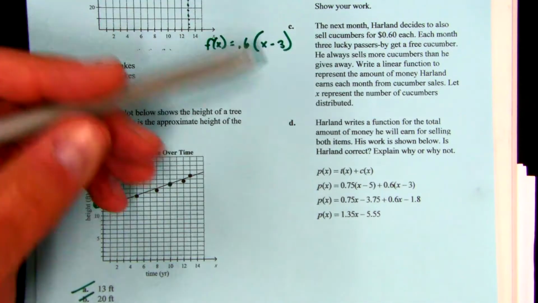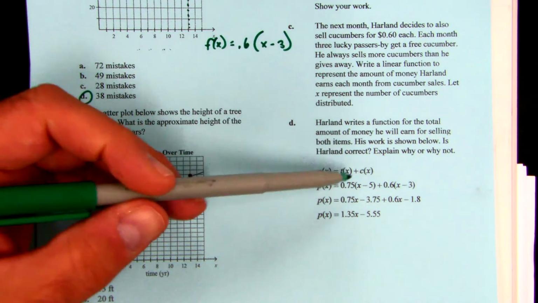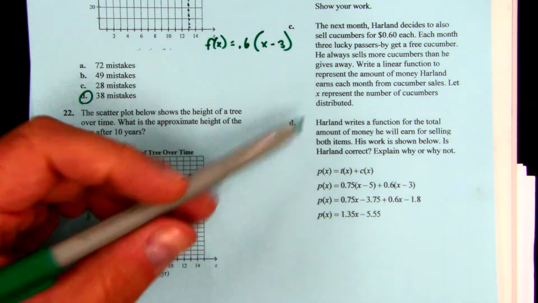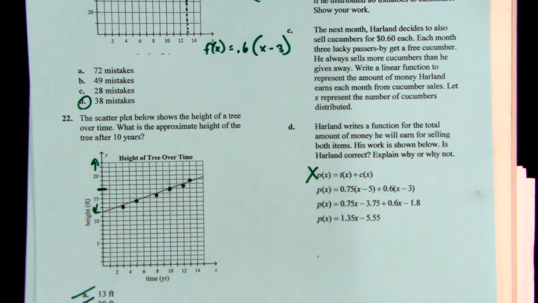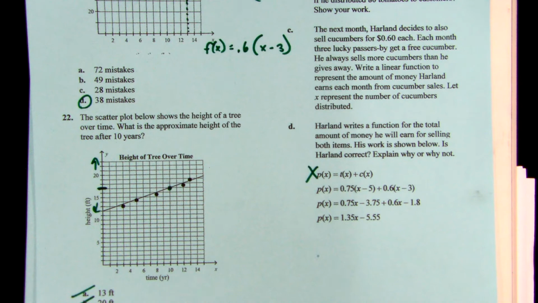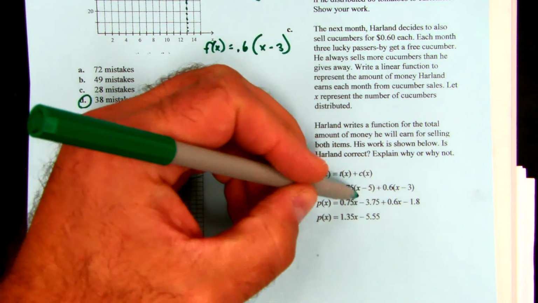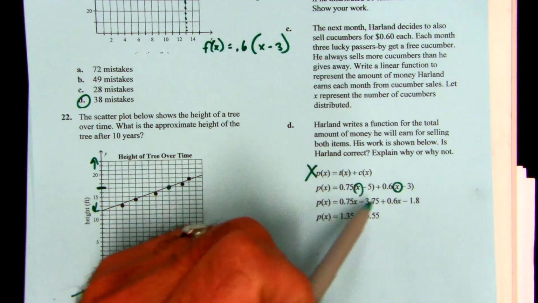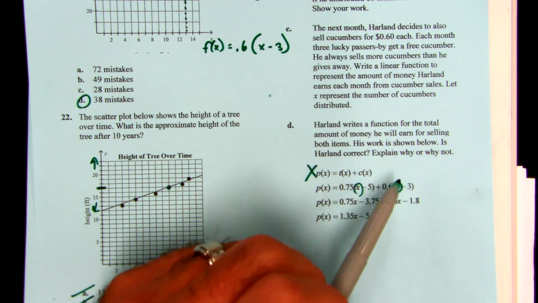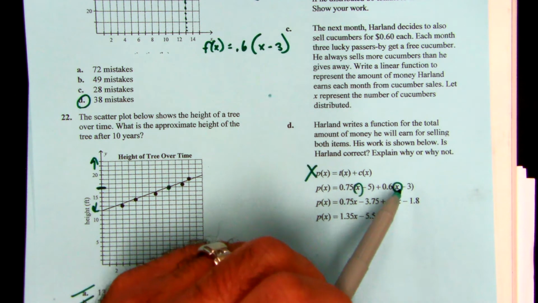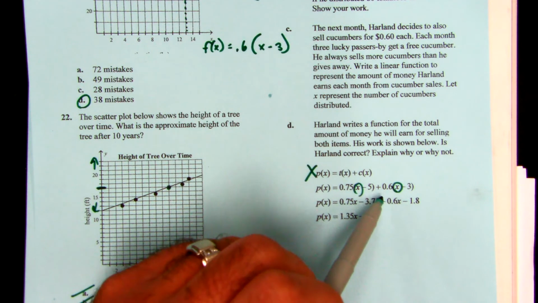And then D. Harlan writes a function for the total amount of money. Why or why not can he do this? And hopefully you understood you can't do this. Why? Because cucumbers and tomatoes are not the same. So you can't give them the same variable. You can't use x twice because cucumbers and tomatoes are not the same. So you can use x for cucumbers, but you got to use a different variable for tomatoes. You can't use the same variable for both because they're not the same thing. And again, we talked about that in class. Went over that for quite some time.